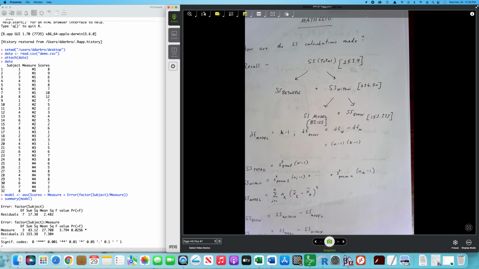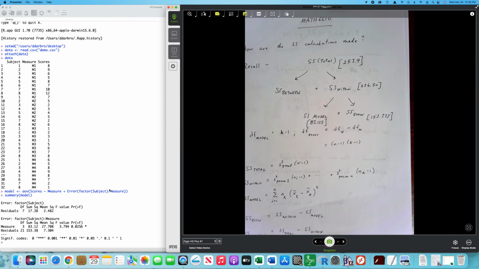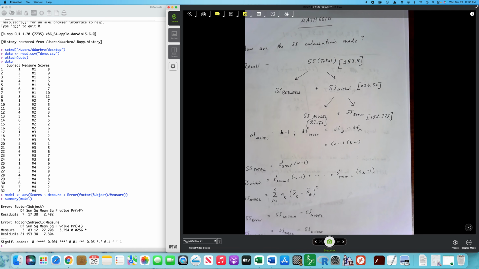And you're going to see some values that have popped up over here. The sum of squares for the model, the 83.125, is the value you'll see right here. The 153 is the sum of squares for the error. That's exactly where you would expect it to be. The difference that we calculated for the factor subject, that's the difference in the 253 and the 236.5, so that would be the 17.38.